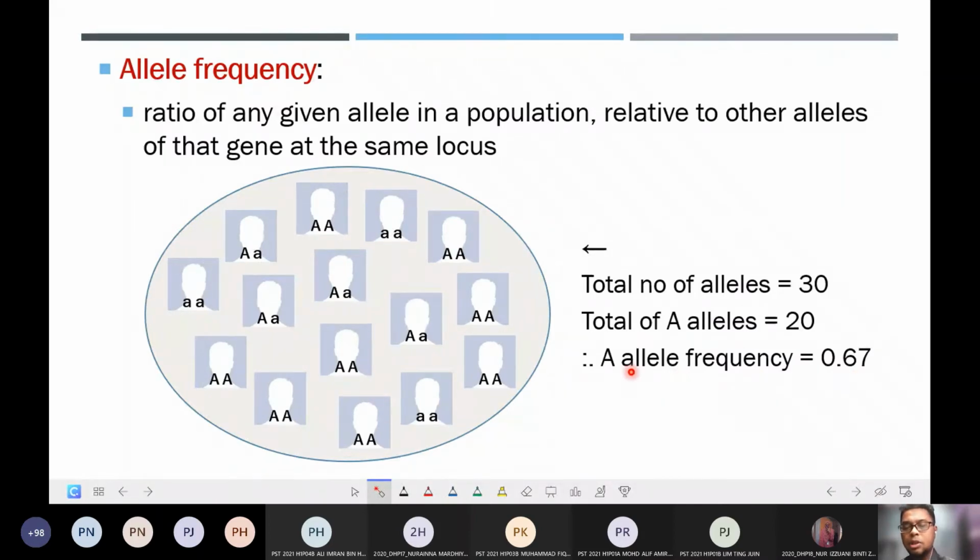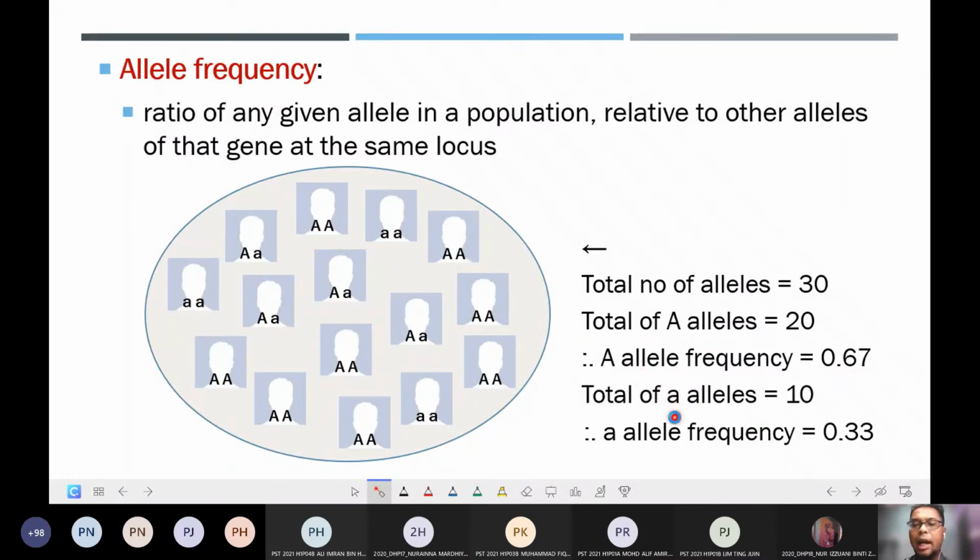And the same goes for the small letter a alleles. If you count the number of small letter a alleles, you will find that there will be 10 small letter a alleles, and there will be 10 recessive alleles. And so the frequency of the small letter a allele will be 0.33. Saya dapat ni? How to get this? 10 divided by the total number of alleles.